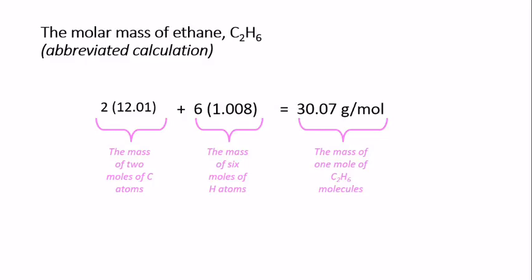But that means the whole thing added together is 30.07. That's the number you get. And since this is a molar mass problem, units are going to be grams per mole. Hope that works for you.